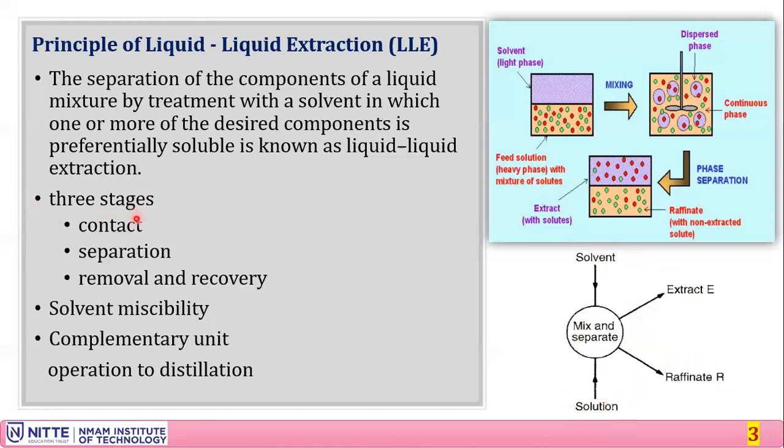So three things you'll be doing here. First you mix them, contact, then separate, and then remove the solute and recover it. For removing and recovering, you can use any other method, maybe drying or filtration or membrane filtration, or you can use distillation to recover it. The most important thing to look at here is solvent miscibility. That is, the extracting solvent should be immiscible with the feed solvent. They should not mix with each other. So this is a complementary, alternative method to distillation. If you have difficulty in separating a solute out of the feed solvent using distillation, maybe you have a heat labile or heat sensitive material, in such cases you can go for extraction.